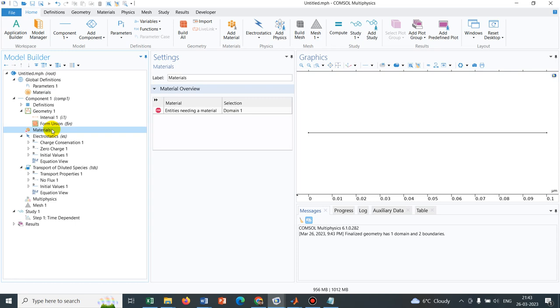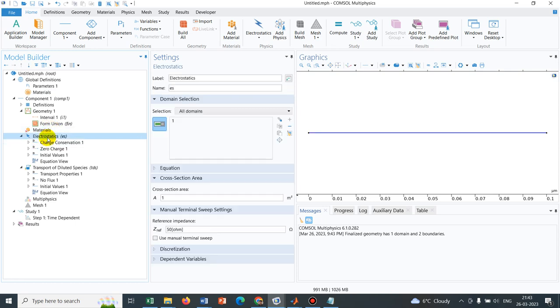I will be defining all the properties separately. So when you define the properties by yourself, you may also skip taking any material, because ultimately we are solving differential equations, and differential equations bear certain physical parameters. If you are defining those physical parameters manually, then there is no point in taking any material. Anyway, I am going to the electrostatics.